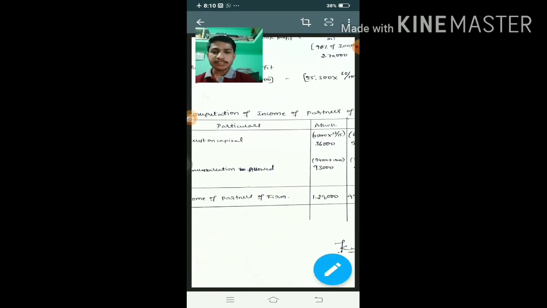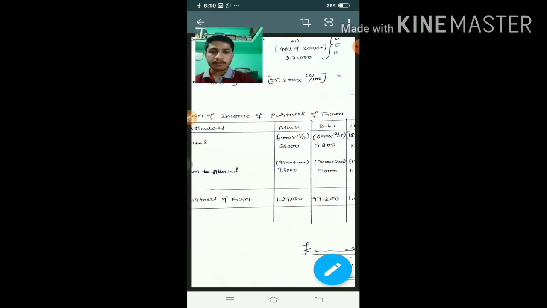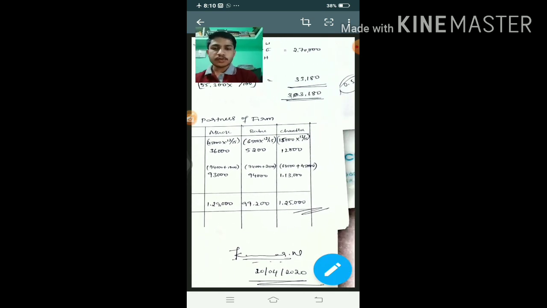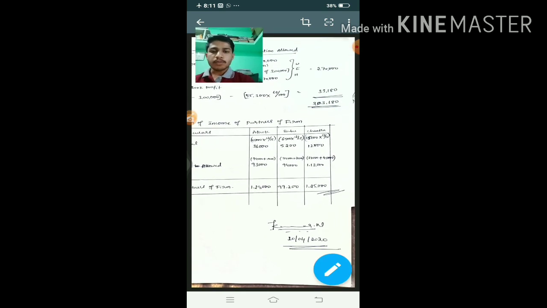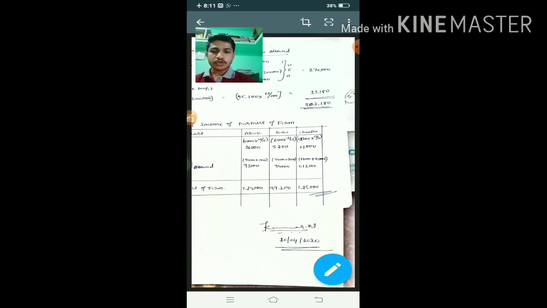Mr. Ashok is receiving salary as well as commission, so add both the amounts. Babu is also receiving salary and commission, add both the amounts. Chandru is receiving bonus as well as commission, add that amount. You are going to get the taxable income of the partners of the firm: 1,29,000 for Ashok, 99,200 for Babu, and 1,25,000 for Chandru. So this is the solution for the problem.